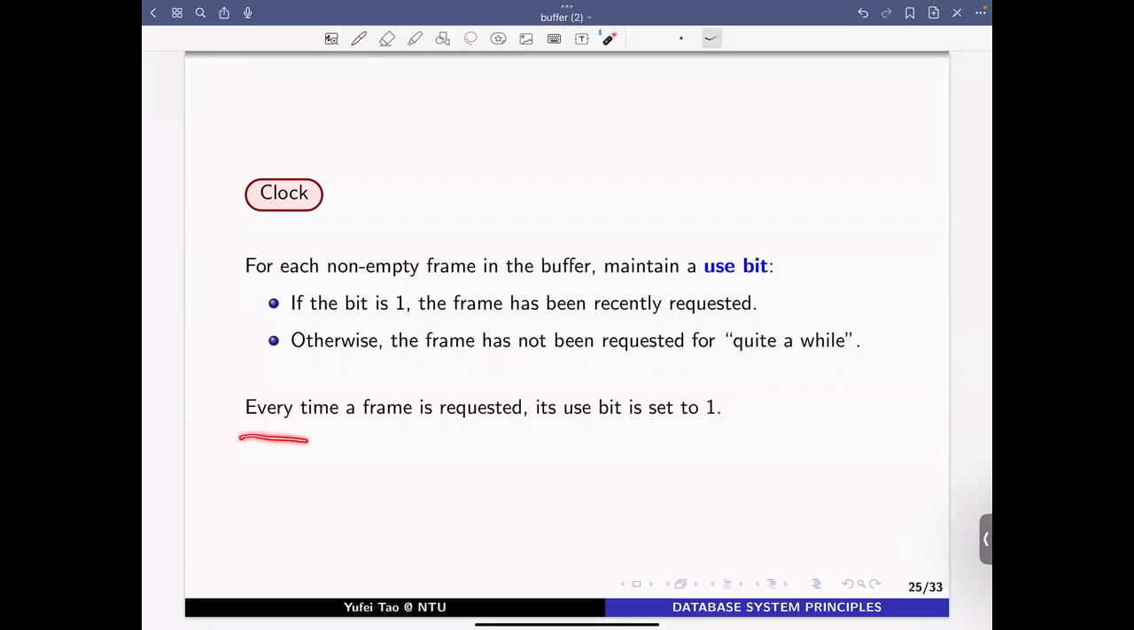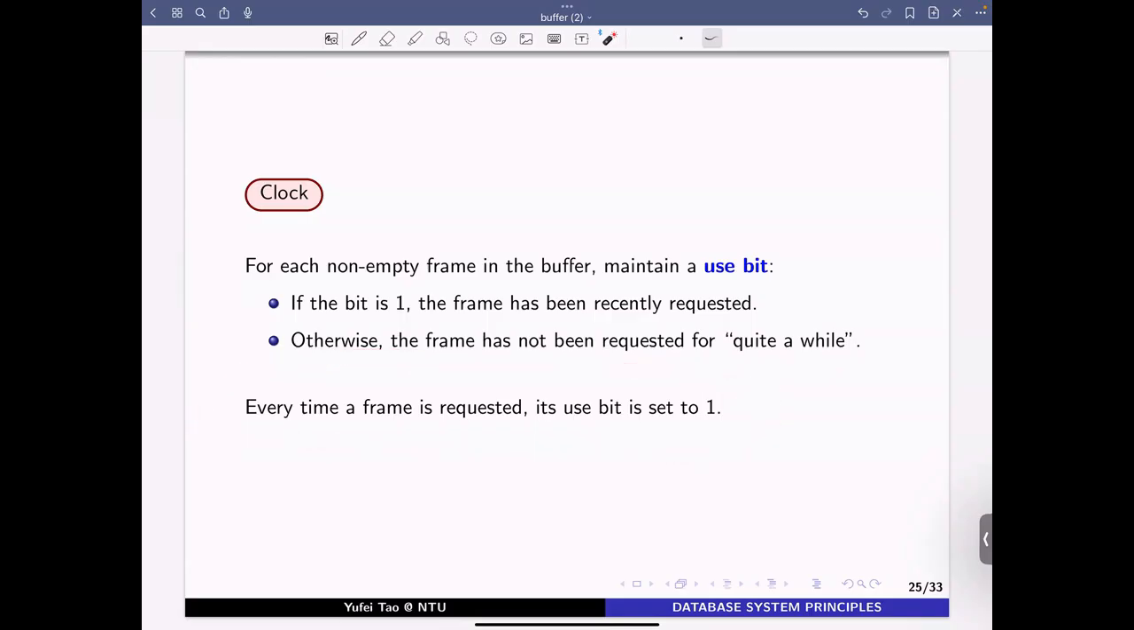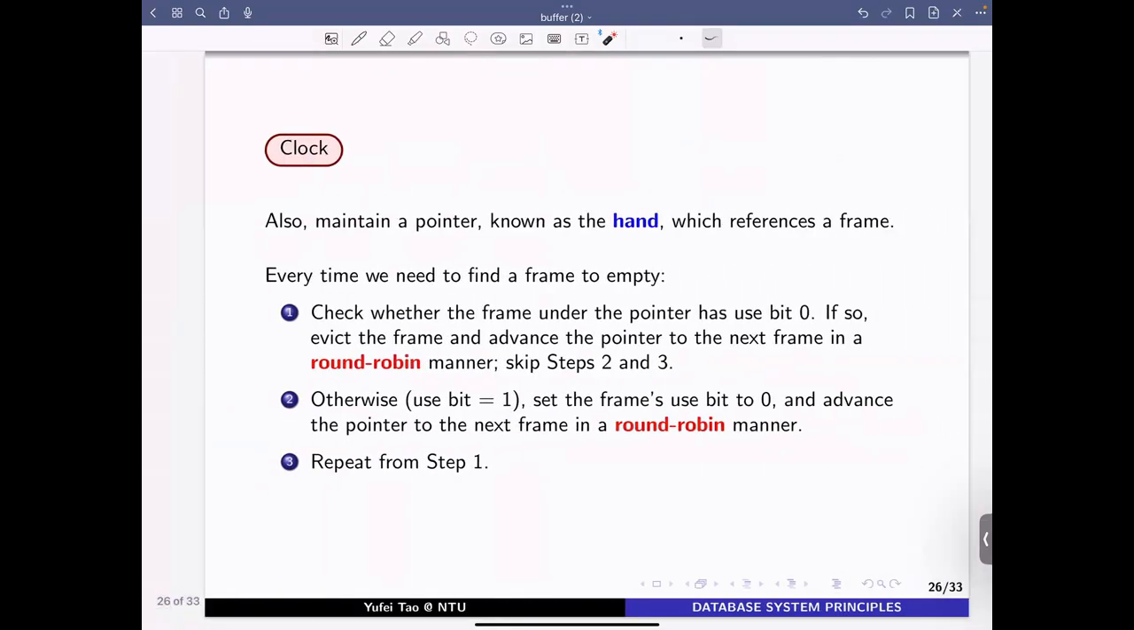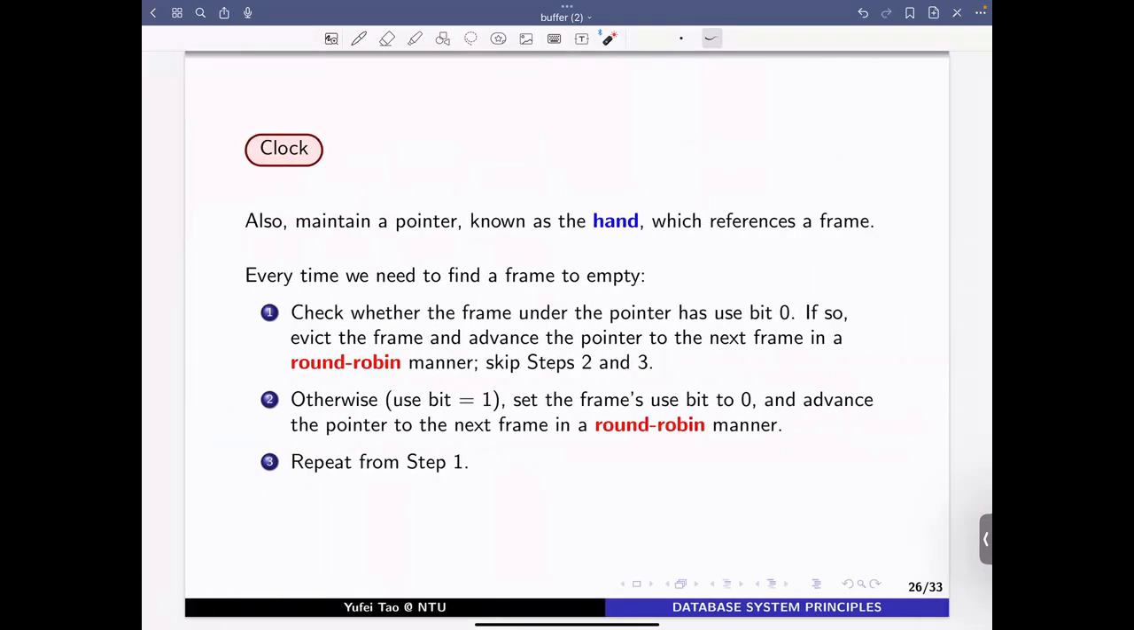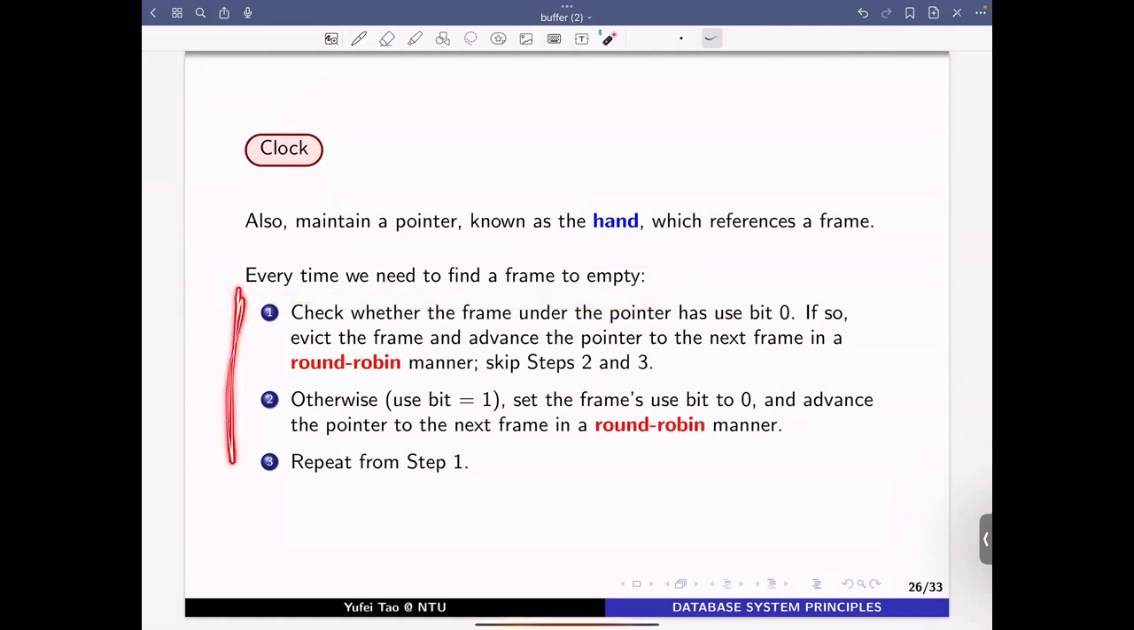So every time you want to access a frame, you have to remember to set the bit to 1 in order to achieve the guarantees here. All right, so we also maintain a hand, as you already know. You use the hand only if you want to empty something. So the procedure is here.